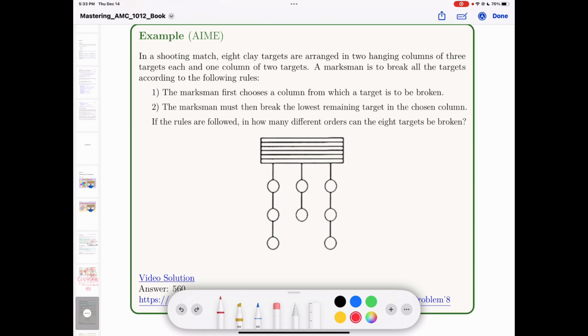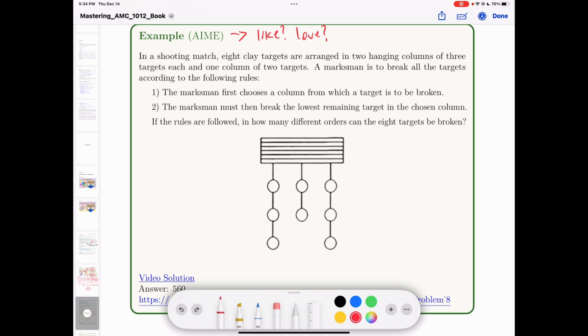So we have an M problem. Not sure if that means like... So in a shooting match, 8 clay targets are arranged in 2 hanging columns of 3 targets each, and 1 column of 2 targets. So that's the 2, that's the 3, that's the 3.